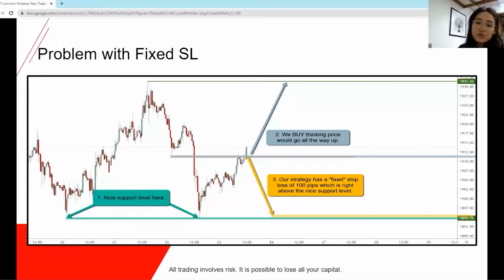So here's an example to show you why you shouldn't have a fixed stop loss. Here we have a support level with two swing lows in line with one another. Price has bounced off this support level and we are expecting it to continue to rise to the swing high resistance. Our stop loss of 100 pips is fixed at the 1894.75 level at the support level.